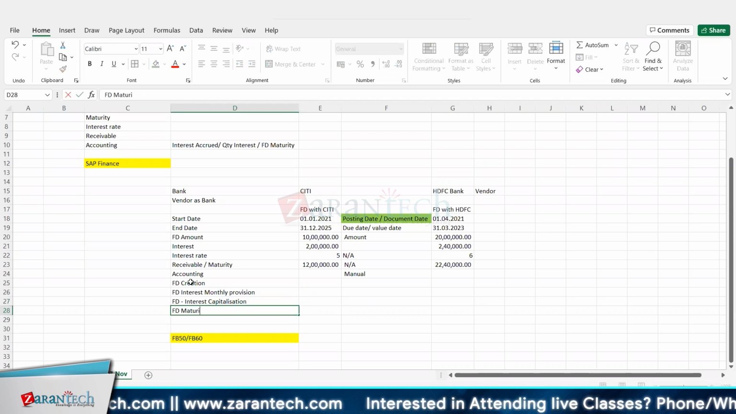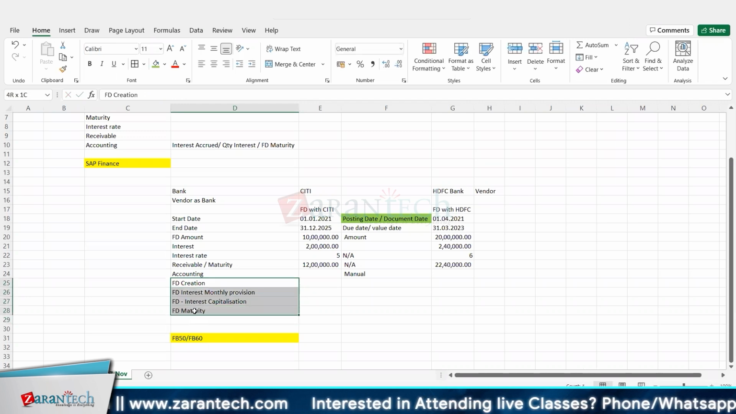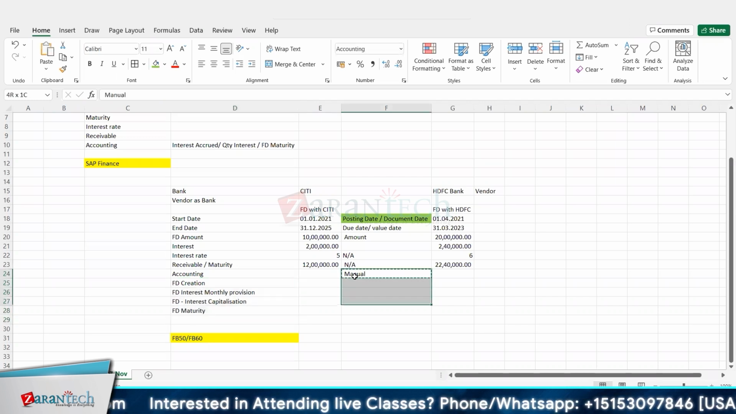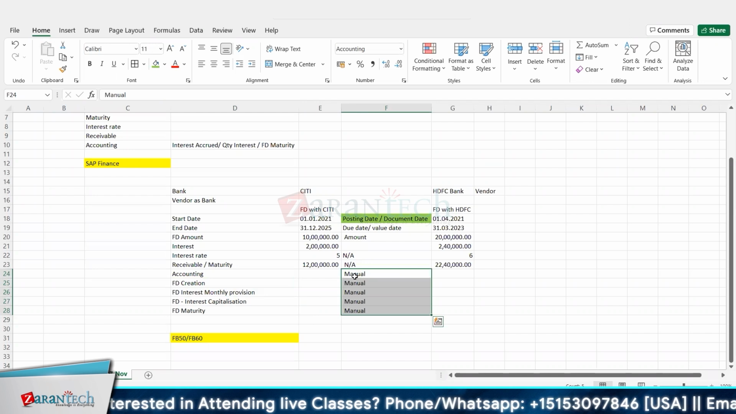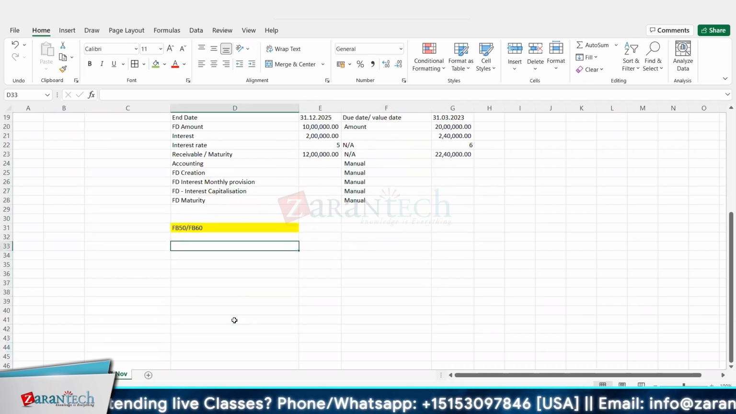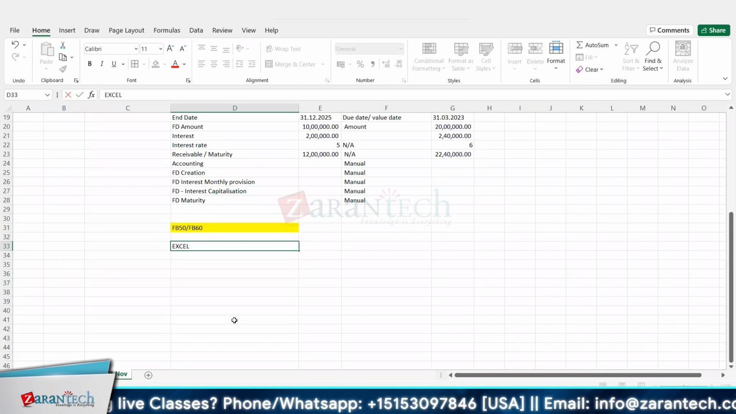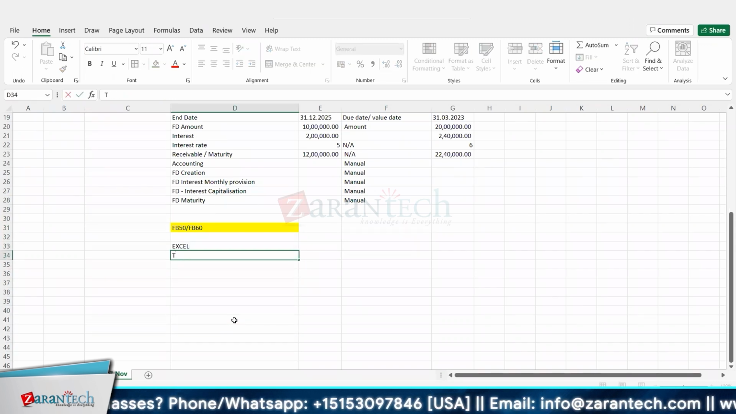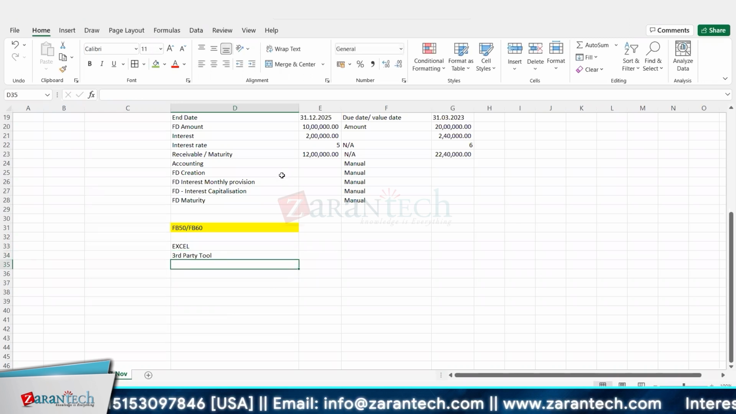So all this accounting is not possible to automate in finance. All this accounting you have to do manually. It means you need a support system. Support system means you have to maintain one Excel, or you need some other third party tool to manage this complete MIS. In SAP, there is no solution.